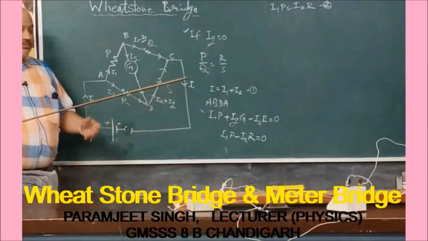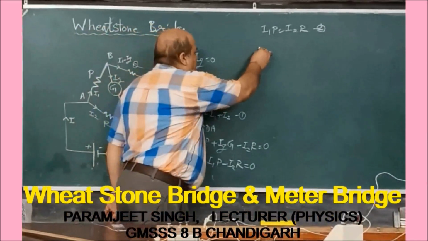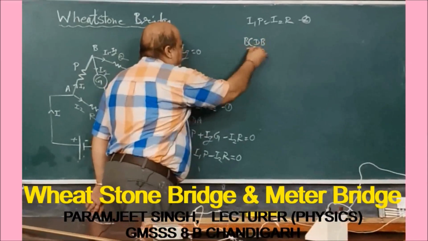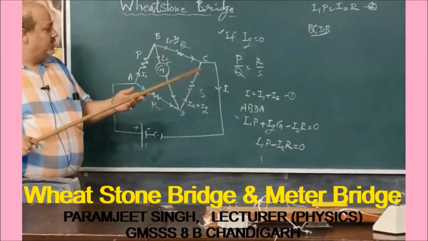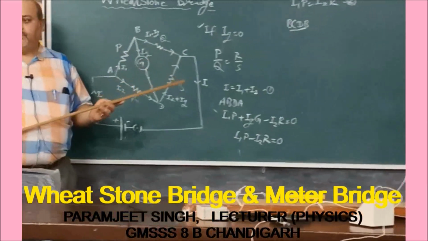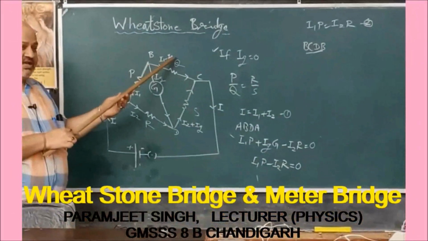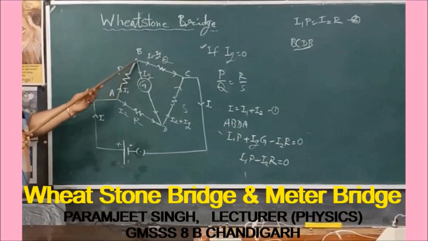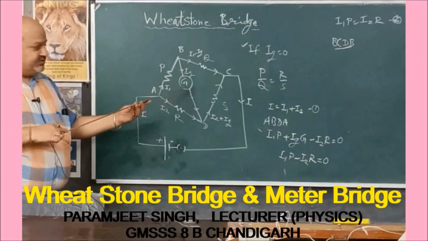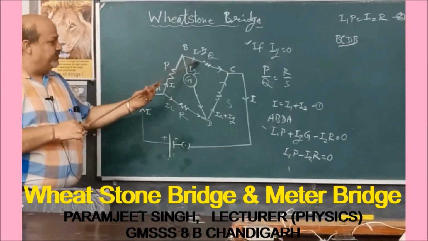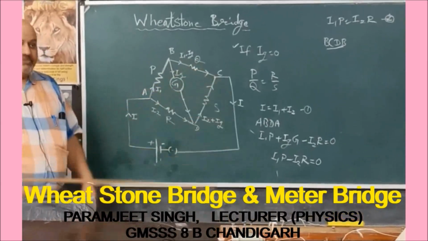Now take another loop, B, C, D, B. Now any one of you, please apply it for the BC branch. Now here the current is I1 minus IG, because I1 reaches junction B and IG current passes through branch BD. So the remaining current, I1 minus IG, will pass through BC.